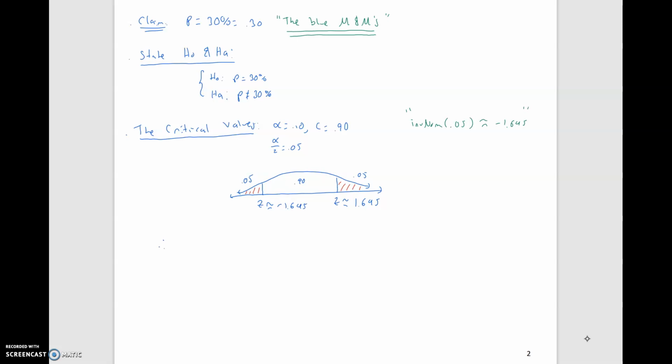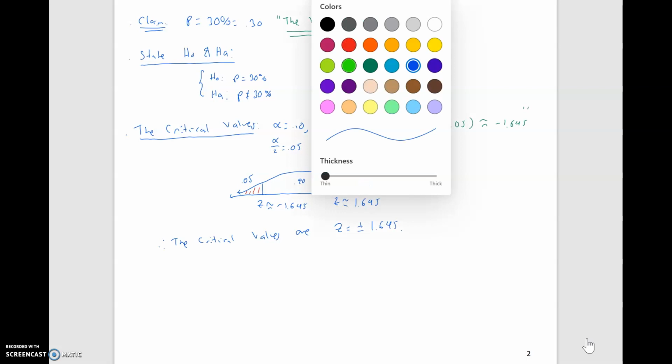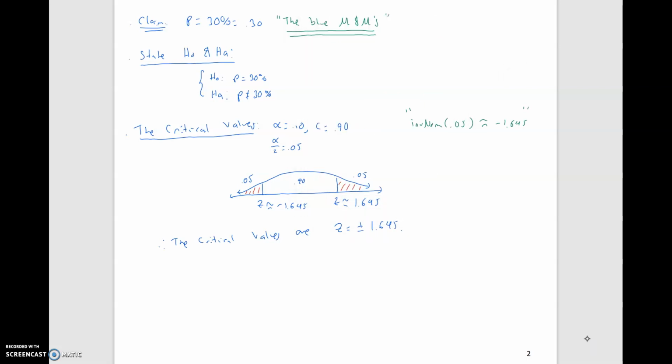Let me just write it out as the critical values: C is equal to plus or minus 1.645. And this is one of the ones that was actually in the chart for the previous handouts. The two-tailed tests are going to match to the confidence intervals that we did in a previous assignment.